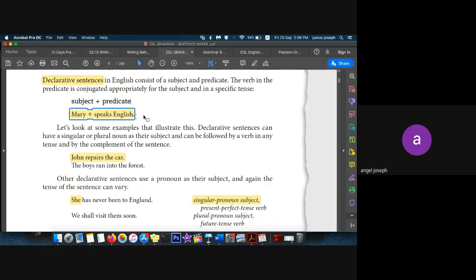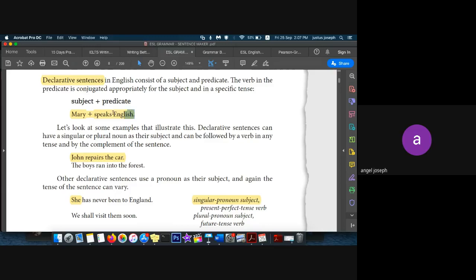So now we know three elements of the language. Mary is the subject. Speaks is the verb. English is the object. Object is something on which the action of the doer falls. Who is the doer here? Mary is the doer here. Mary is doing something. What is she doing? That's a verb. She is speaking. That's a verb. And speaking what? That becomes the object.